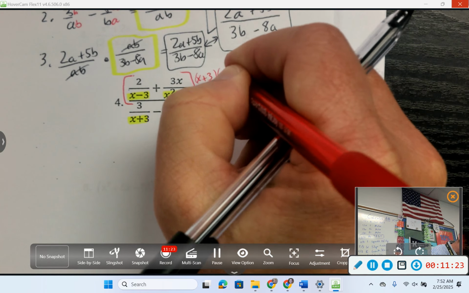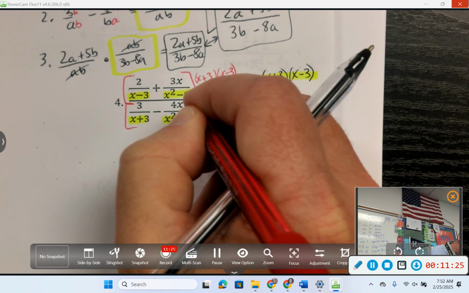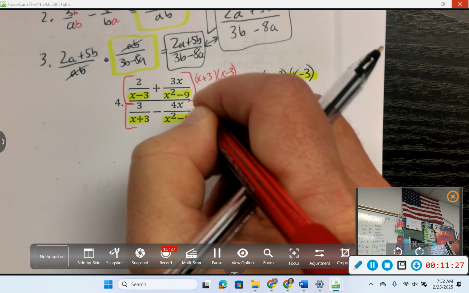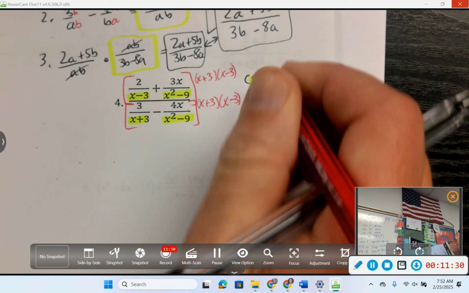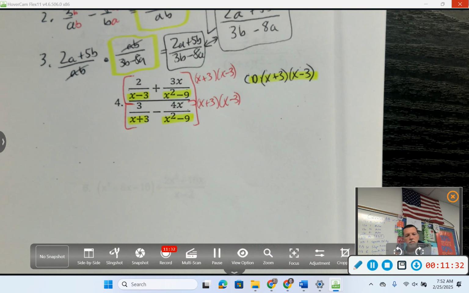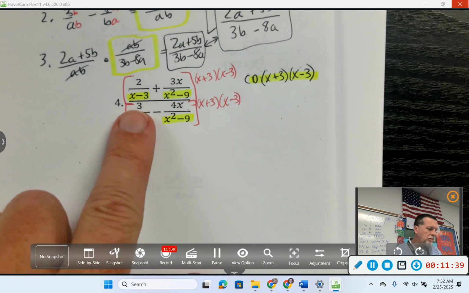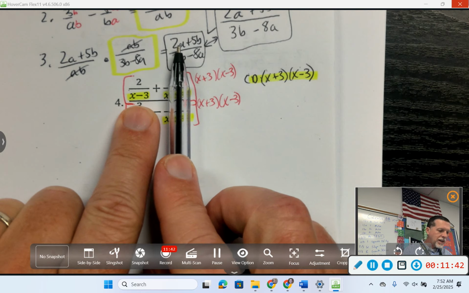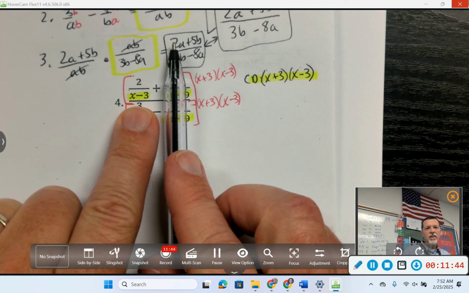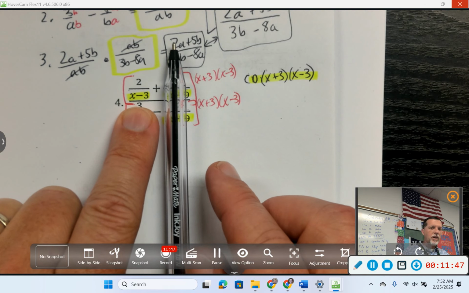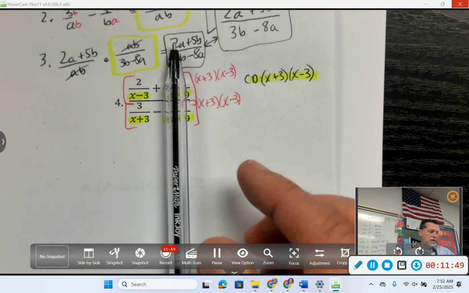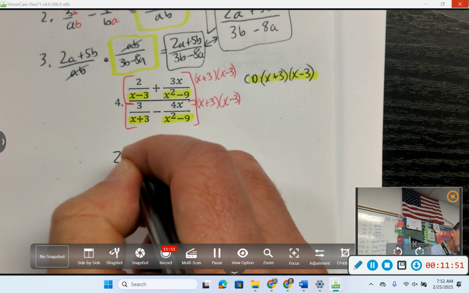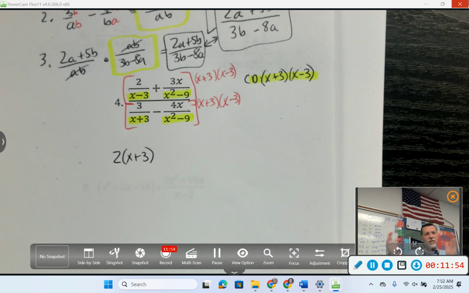So x plus 3, x minus 3 to the top. x plus 3, x minus 3 to the bottom. And then maybe we see if we can eliminate that middle step I showed earlier. So on the top left fraction, what cancels? x minus 3 cancels, and what's left? 2x plus 3. Yeah, either way. 2 parentheses x plus 3 or 2x plus 6, either way.